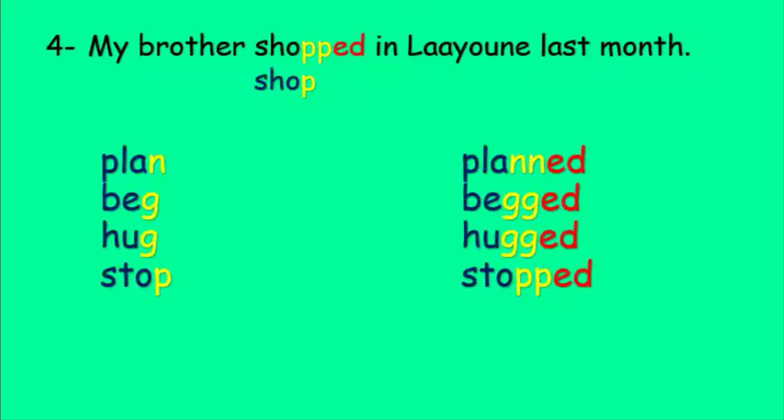But when there is only one vowel, you have to double the consonant. So plan becomes planned with double N. Beg becomes begged with double G. Hug becomes hugged with double G. And stop becomes stopped with double P.